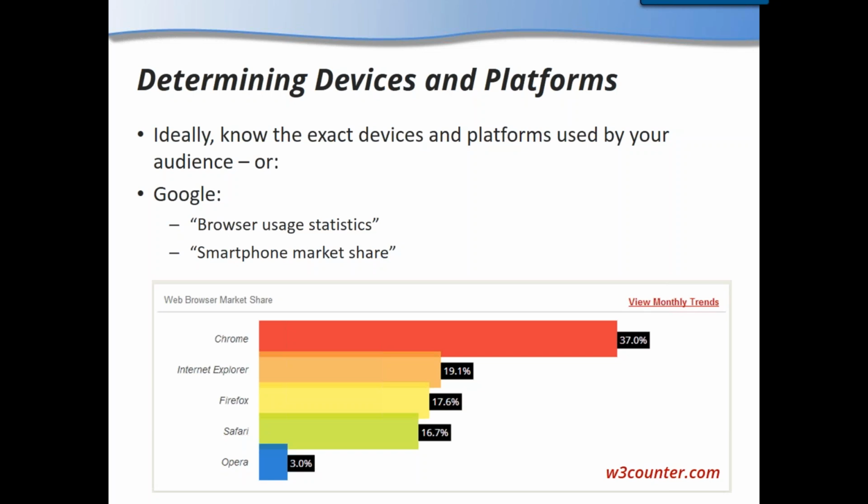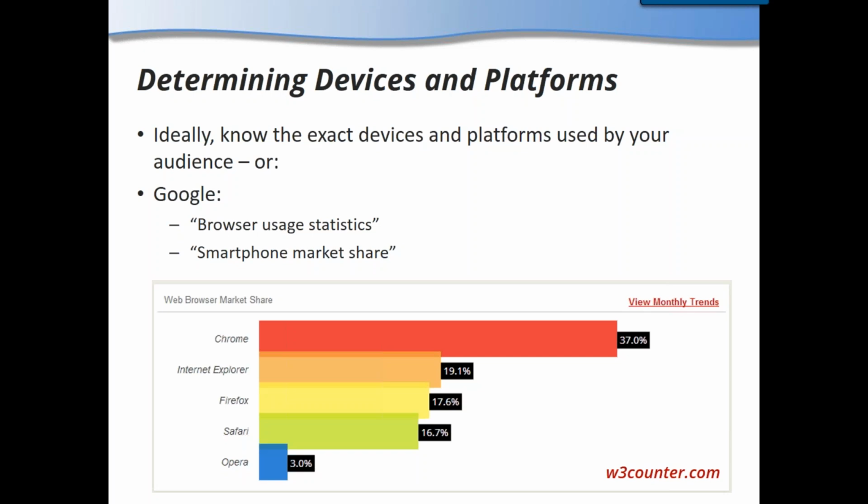You should try to find out the exact devices and platforms used by your audience, and if it's a wildcard audience, like it's not just one company that you're targeting but multiple, do a Google search to find browser usage statistics, smartphone market share, something along that line, and find out how many people are now using Chrome versus IE versus Firefox and so on and so forth.